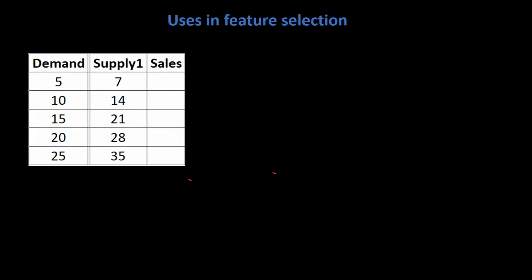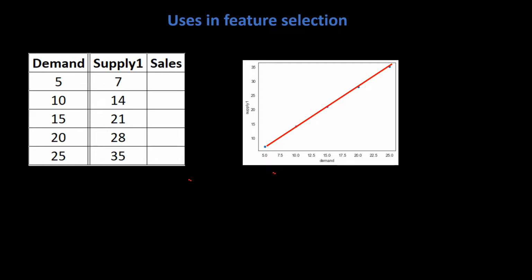Out of these two, demand and supply, which one should you keep in your model building? Because there are 20 variables, you certainly have to come up with a more specific list of variables which you must use in your model building. So in that scenario, which one of these two should you use and which one should you drop? For that, you can find the correlation.